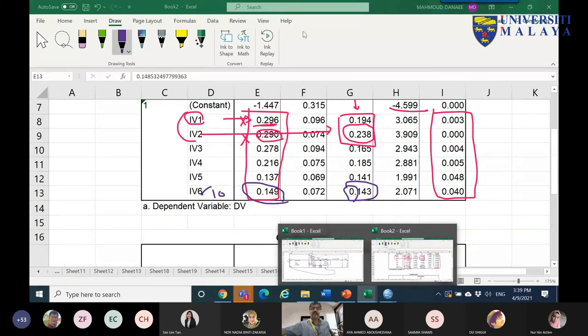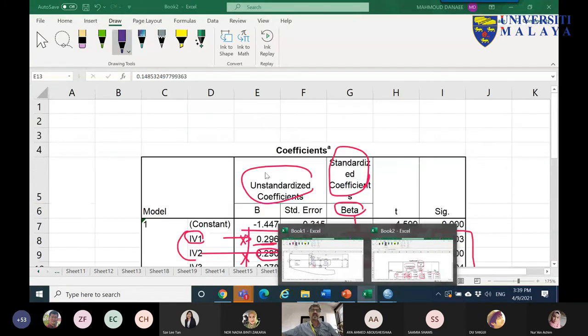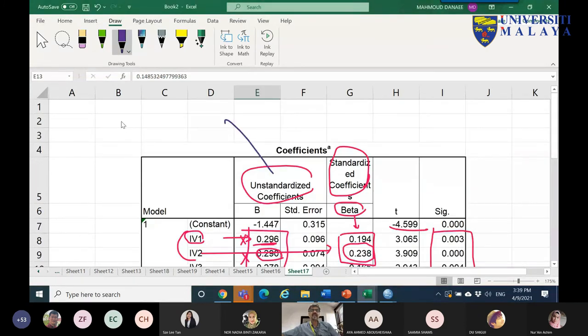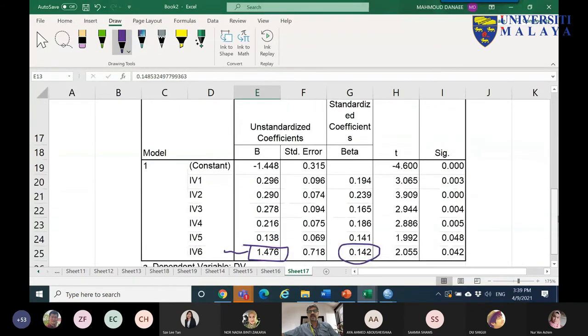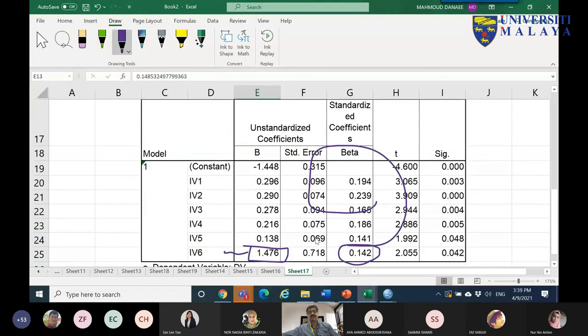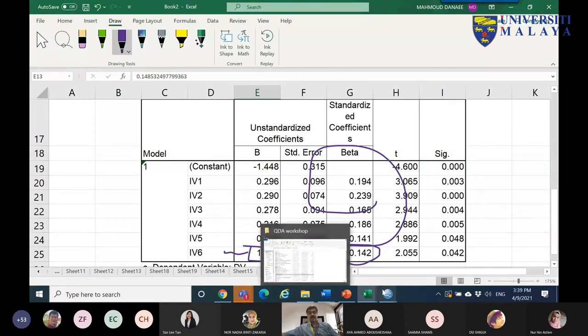So remember, the unstandardized coefficient can be affected by the measure scale. But the standardized coefficient is free from the scale, because we standardize all the predictors, and that's why it can easily be used for comparison of the effect. Still, the numbers are the same. Clear? Yes. Good.